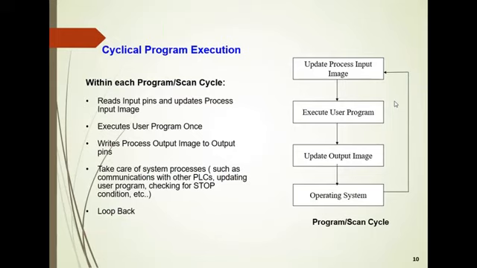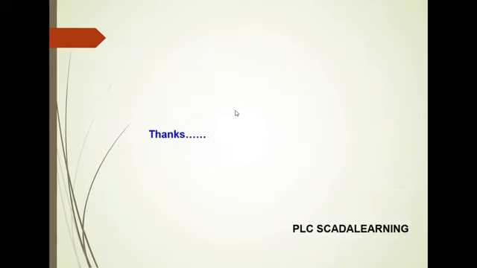Now, cyclic program execution. What is fundamental within each program cycle? What is happening? The PLC takes the input from the outside or from the sensors, then it executes the user program, then it generates the output. This cycle runs continuously in the PLC. So this is the basic fundamental of the PLC.